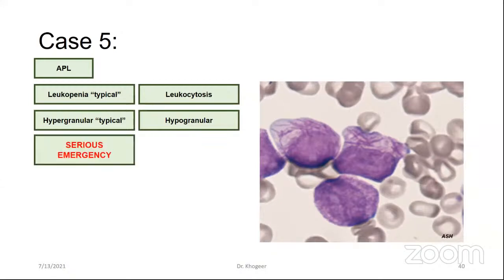APL is considered one of the most emergent cases in hematology that needs quick action because of the high rate of death, mainly due to coagulopathy. So once you suspect this is APL, just inform the clinician to give time to start the treatment as soon as possible.